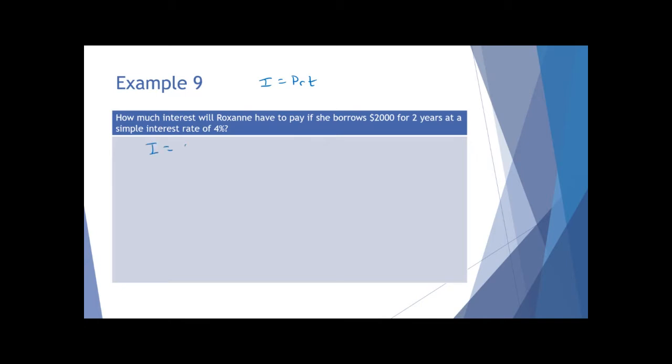The principal is how much she's borrowing, so that's $2,000. R is the interest rate. We have to convert that to a decimal by dividing by 100, so 4% is 0.04. And then T is how many years? That's 2 years. So all you have to do is plug into the formula, put this on your calculator, and we get $160. So she's paying $160 of simple interest if she's borrowing $2,000 at an interest rate of 4% for 2 years.